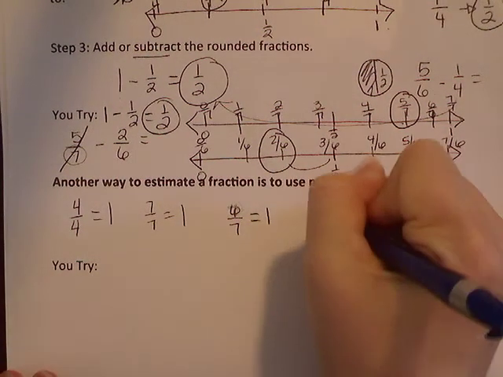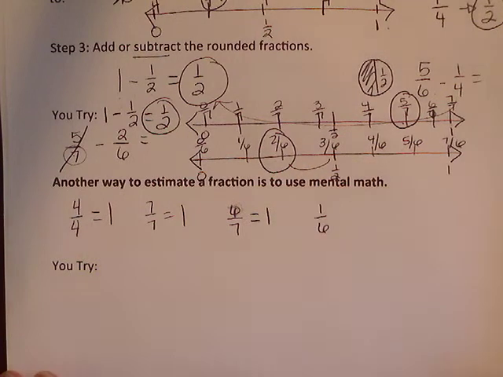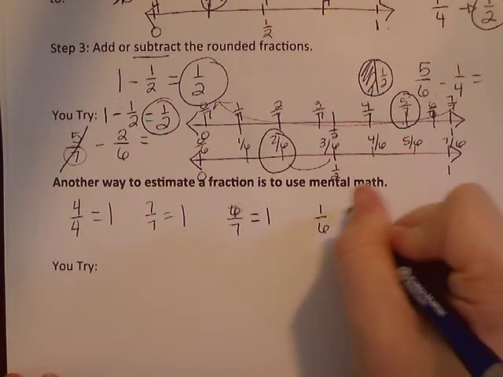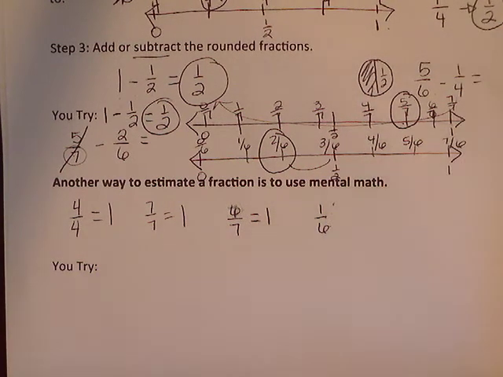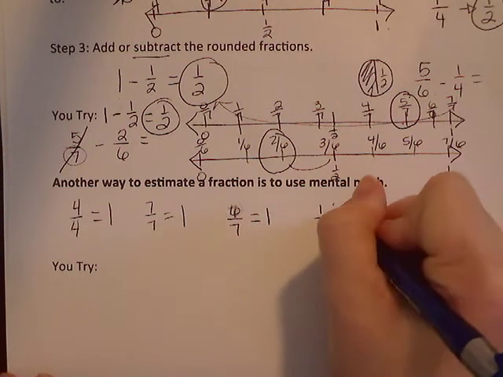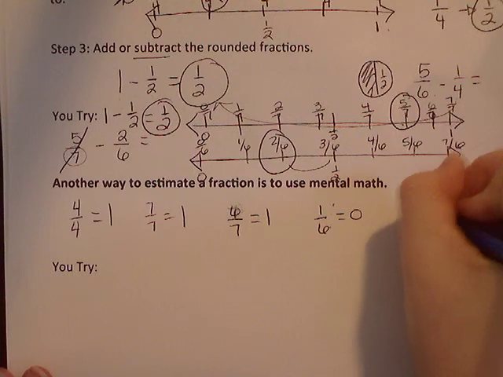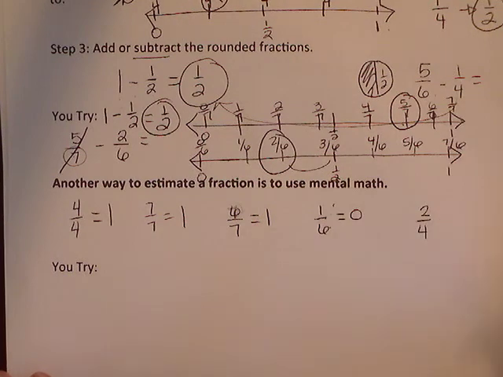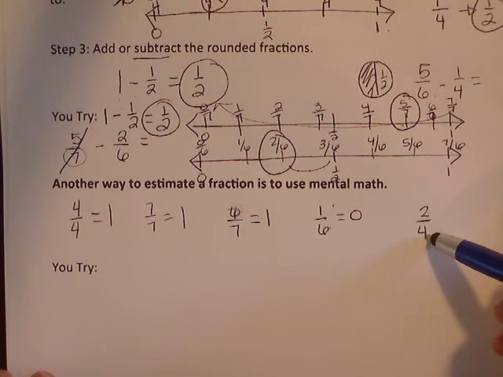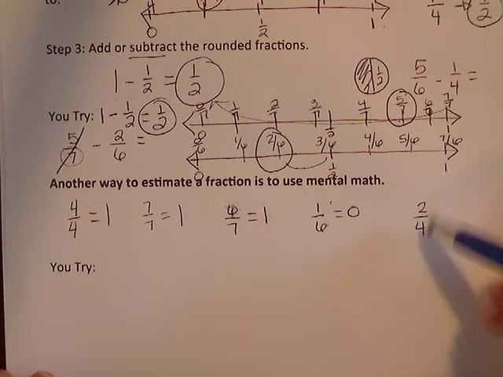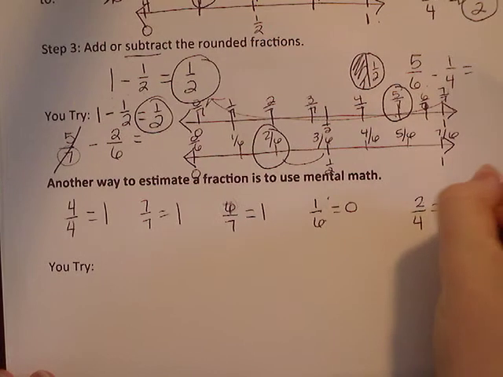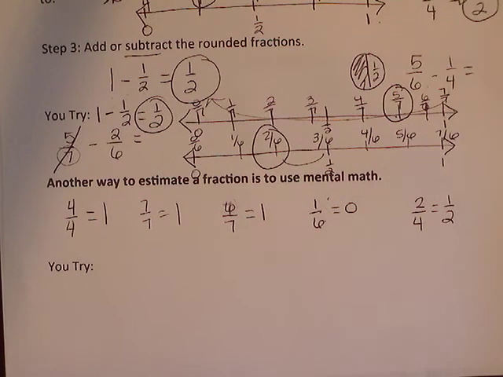And I know that if I had 1 out of 6, well, that's really, really far away from 6 out of 6. It's really far away from 1 whole. So I would probably round this to 0 using mental math. And if I had something like 2/4, well, I know that 2 is half of 4. Well, that's going to be really close to the middle of 4. So that could be rounded to 1/2. So that is a way that you could do mental math.